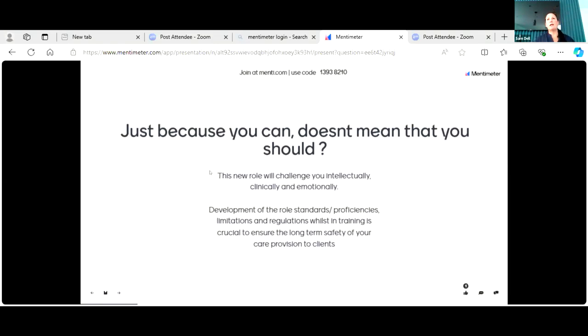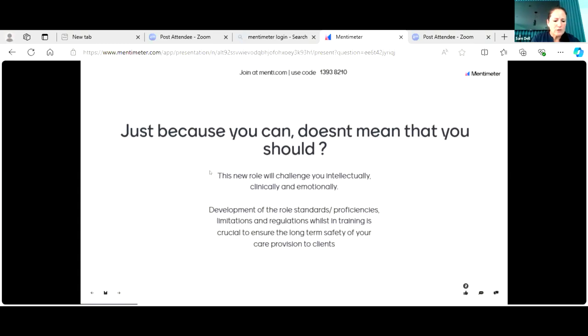I think it's really, really important when you're developing these new roles and advancing practice and taking your practice to the limits, that you ask yourself this over and over again, because to keep ourselves safe, to keep litigation safe, we're pushing boundaries, but don't push past those boundaries and don't make your role unsafe. This new role will challenge you intellectually, clinically, emotionally, and developing these role standards, proficiencies, limitations and regulations whilst in training is crucial to ensure the long-term safety of your care provision to your clients.